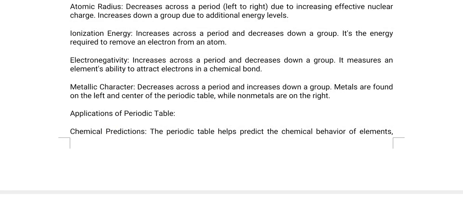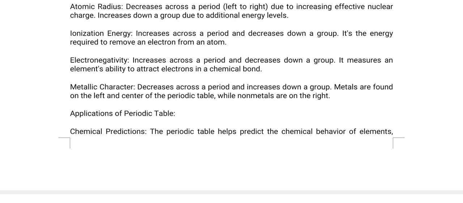Then electronegativity increases across a period and decreases down a group. It measures an element's ability to attract electrons in a chemical bond. Then metallic character decreases across a period and increases down a group. Metals are found on the left and center of the periodic table, while non-metals are on the right. And applications of the periodic table.